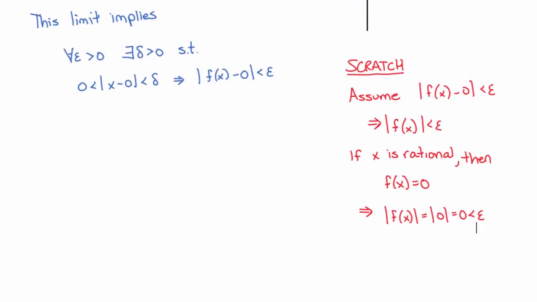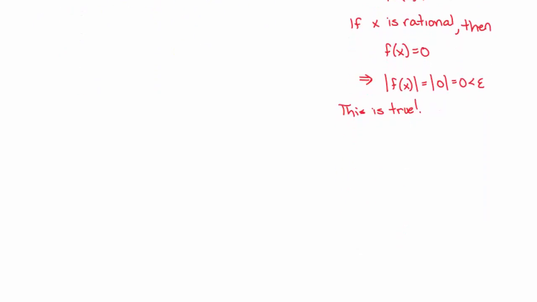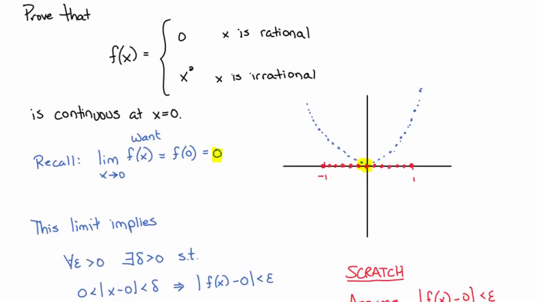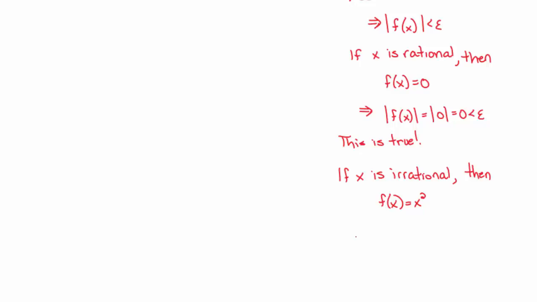So remember, when you're going to prove this, you're going to assume that somebody's handed you a positive epsilon. This guy right here. So that is true. It is trivially true. So now, what do we do? What about if one of our numbers within our delta neighborhood is irrational? Well then, f of x is equal to x squared, again, by the definition of f of x. If x is irrational, we know that f of x is equal to this x squared right there.